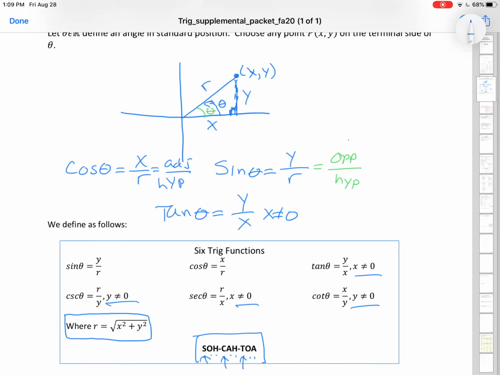Now, you're wondering, how do you find the other ones? Well, cosecant of theta is the flip of sine. It's directly related to sine, and so it's going to be r over y. And secant is related to cosine, so you're going to flip the cosine. That might be the hardest thing to remember, is that cosecant flips sine and secant flips cosine, but it is true. And so that is r over x, and obviously then cotangent would just flip the tangent, and so you'd have x over y.